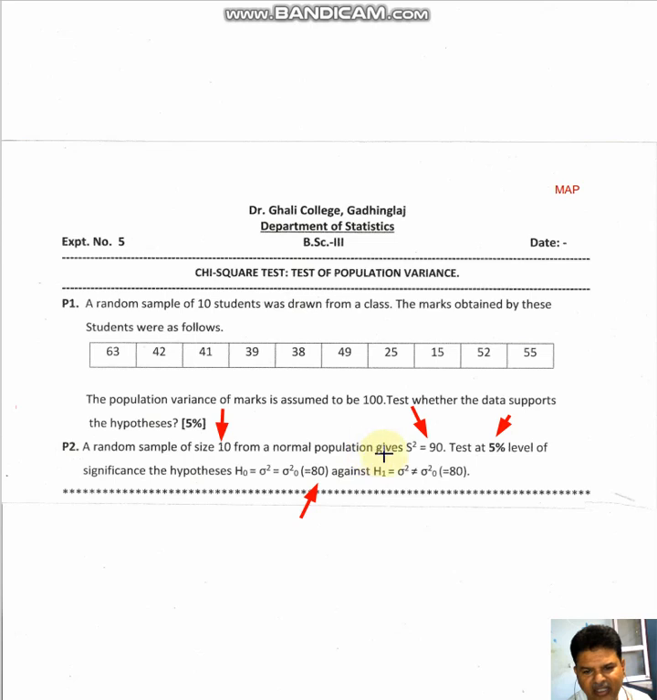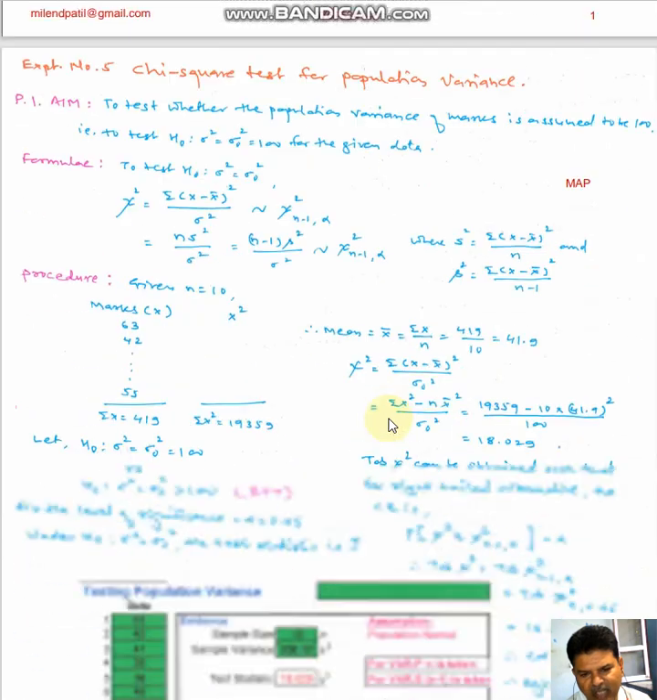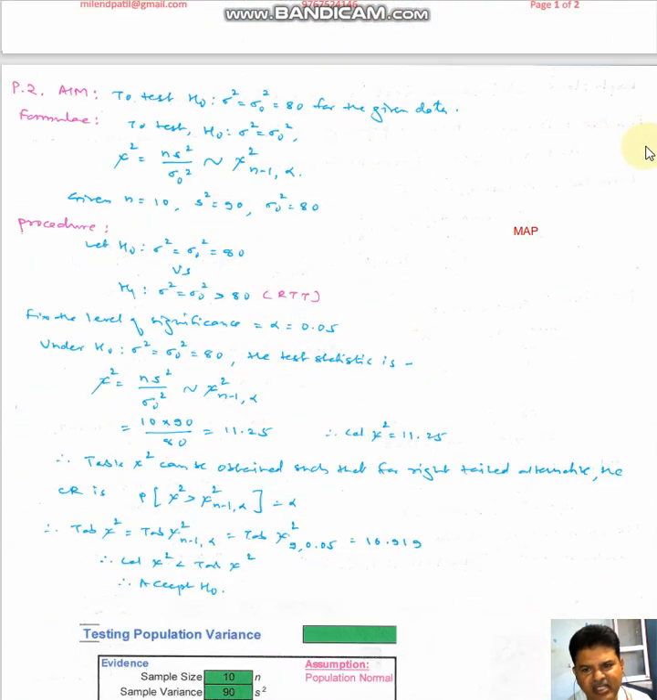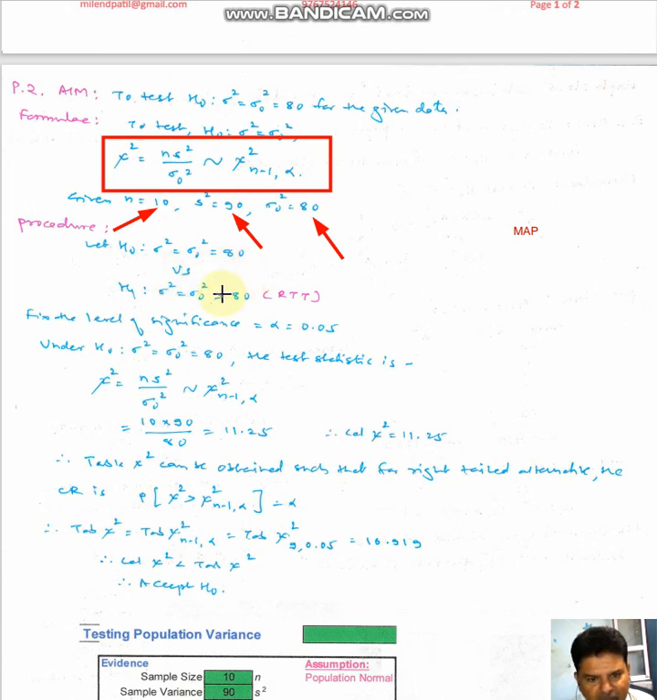One is n, the second is s square, the third is alpha, and the fourth is sigma naught square. If all these values are known to us, then it is easy to test the hypothesis. So see, this is my chi-square test. These are the values known to us. n is given, s square is also given, and sigma naught square is also given. And what is my procedure? Sigma square greater than sigma naught square, so that is a right-tailed test.